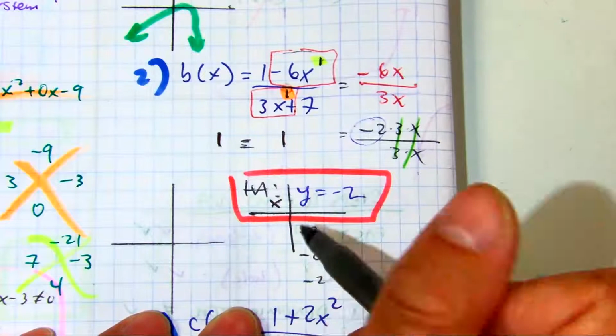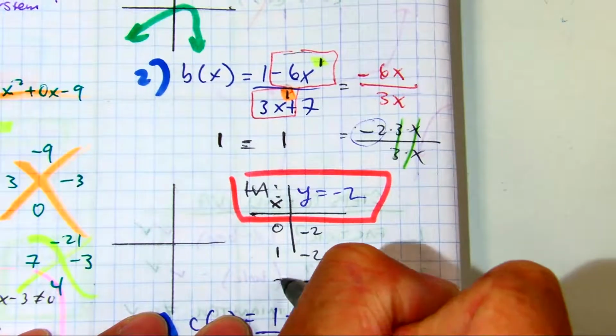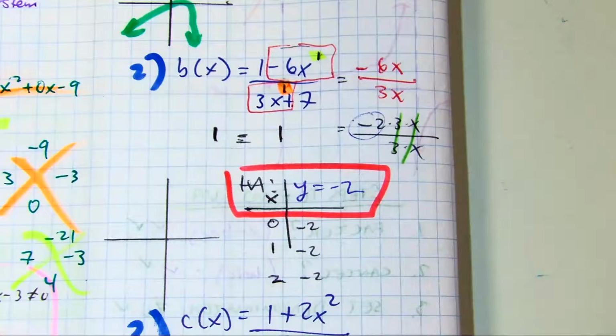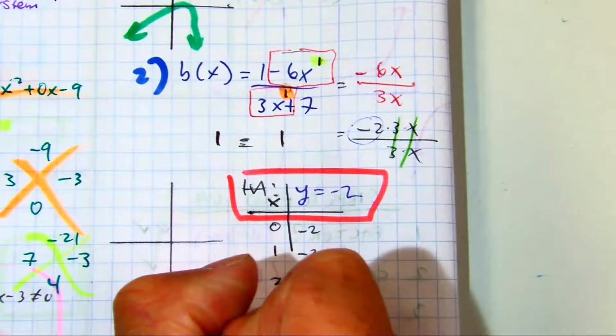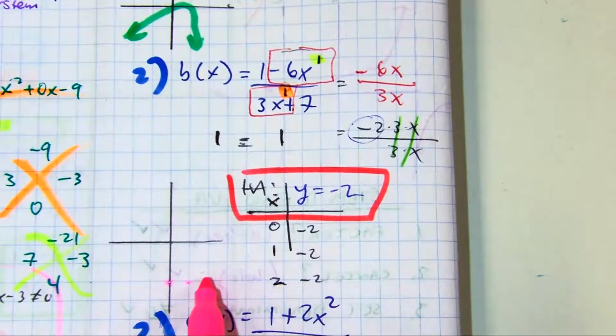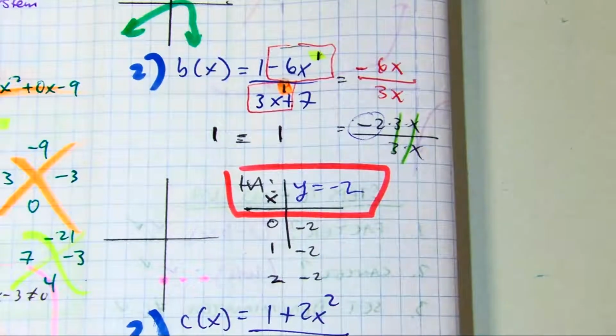You make up numbers. And then if we graph those, 0, -2, 1, -2, 2, -2, it is a, what type of a line? Horizontal asymptote.